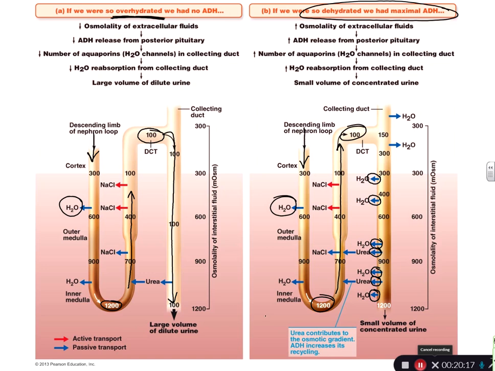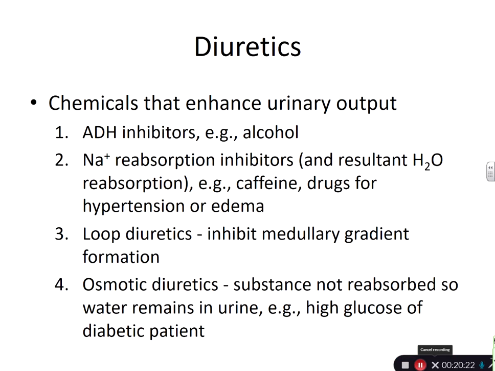So one other thing I want to mention is some diuretics. So remember, I told you a diuretic makes you urinate. This is anything that's going to enhance urinary output. So anything that inhibits the antidiuretic hormone.